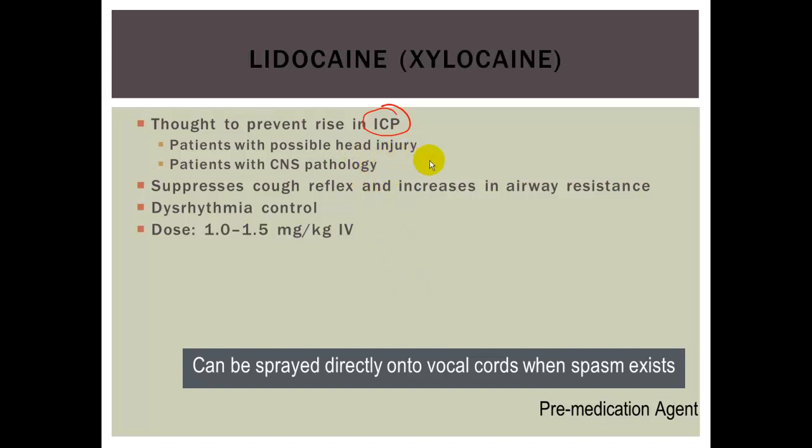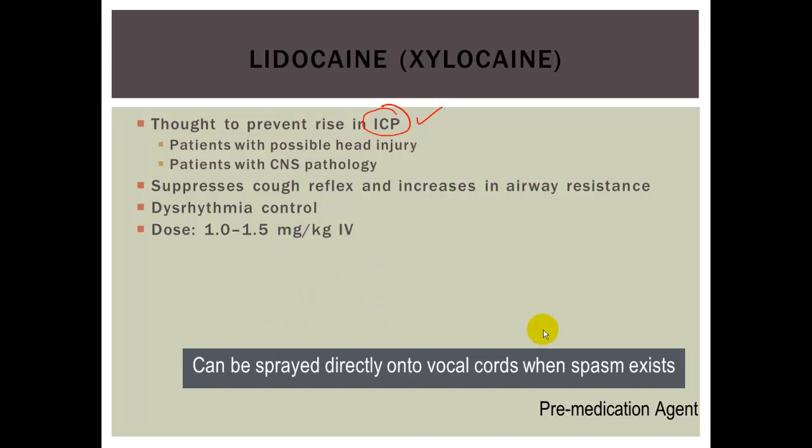If the patient has a head injury with signs and symptoms of intracranial pressure, it might behoove us to give them a loading dose of lidocaine. However, we should also take into effect that lidocaine is going to affect their heart as well. It suppresses the cough reflexes and increases airway resistance. Dysrhythmia control. Dose on this is going to be 1 to 1.5 milligrams per kilogram.